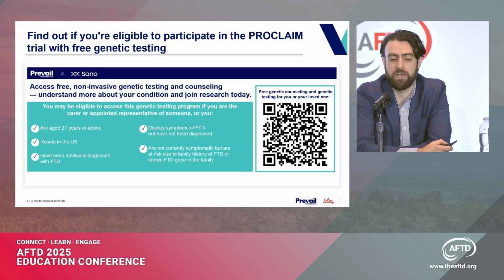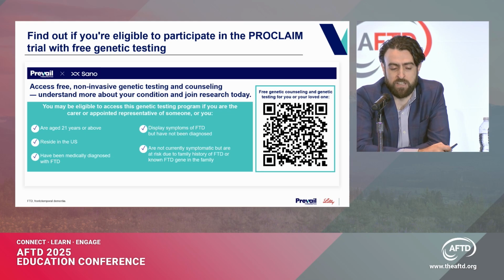And we also have a genetic testing initiative with Cyanogenetics. This is for people who already have the diagnosis of FTD or have symptoms that might be FTD symptoms, or even at-risk family members who want to know their genetic status. So this is at-home genetic testing with pre and post testing genetic counseling. Our colleagues from Sano are also at our booth, and you're welcome to stop by and talk to them as well.